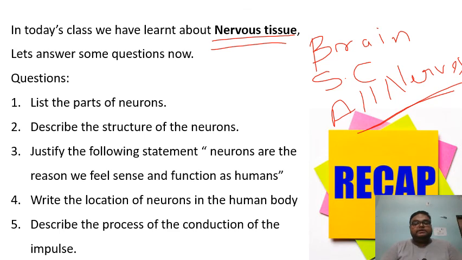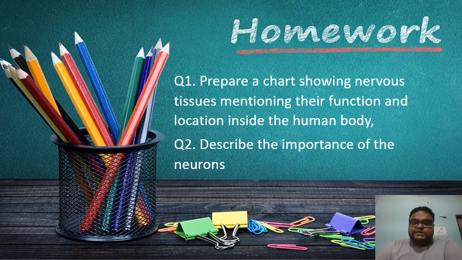Okay, students? Right. So now we have reached the homework section, and in this homework what you need to do is prepare a chart showing nervous tissue, mentioning their function and location inside the human body. Okay, and after that you need to describe the importance of neurons.